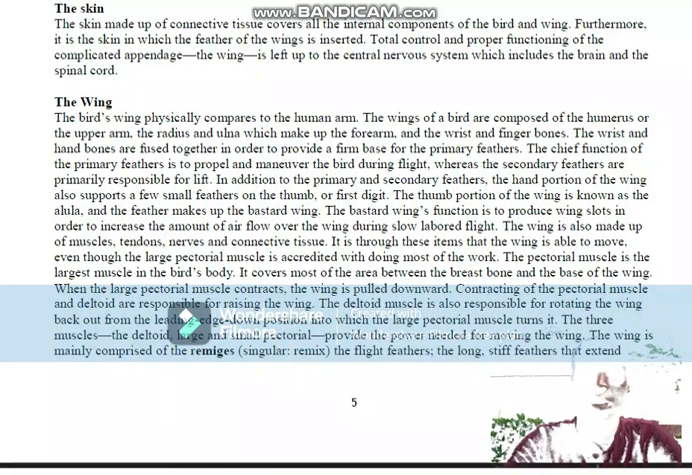So today we're just going to study the wings, and basically under the part of the skin. I'm going to touch on the skin and go forth to the wings.